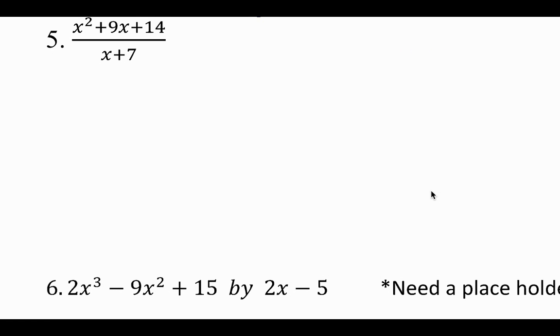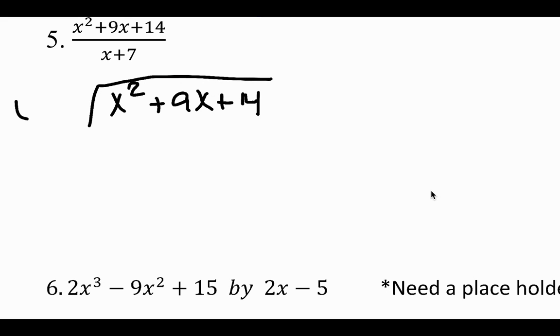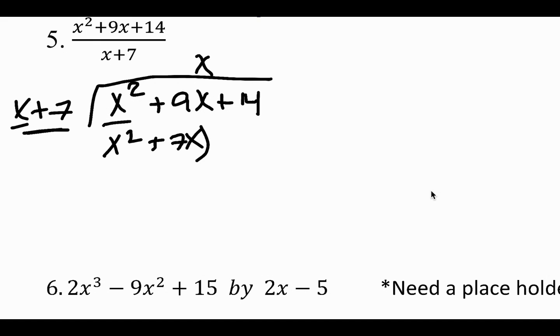All right, number 5, we have x squared plus 9x plus 14, and we're going to divide by x plus 7. I'm asking myself how many times x goes into x squared. And it happens to go in x times. And then I'm going to multiply by the factor that we're dividing by, and I get x squared plus 7x. Division tells me that I want to take the difference, and I'm left with 2x.